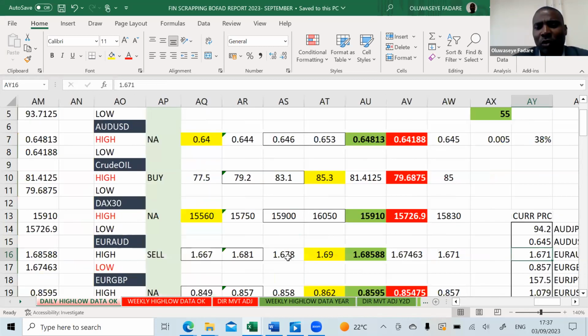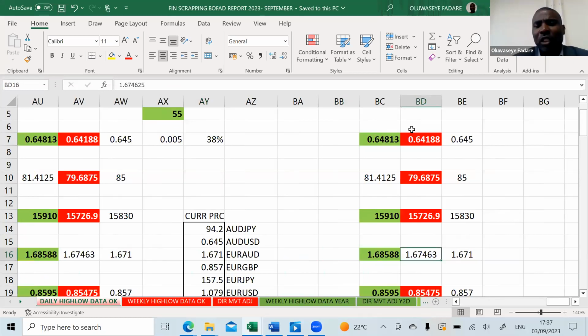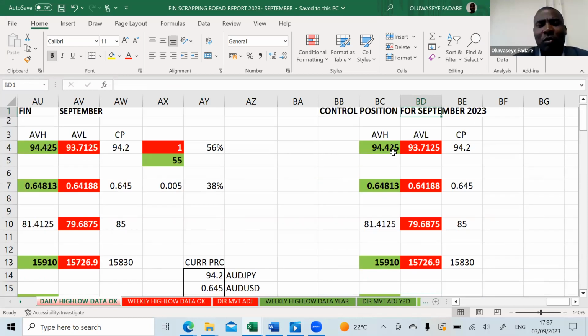So these have now been able to identify these control positions. Okay, so the reason why I want to put this, which will be there till the end of the month when we now review it, is as you can see here, we have the current price, which is 94.2. We have the AVH and the AVL.